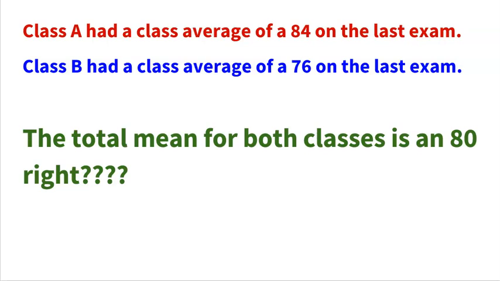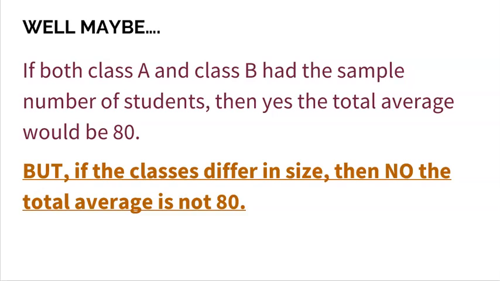Class A had an average of 84 on the last exam. Class B had a class average of a 76 on the last exam. And the total mean for both classes is an 80, right? No, absolutely not. Well, first off, maybe.